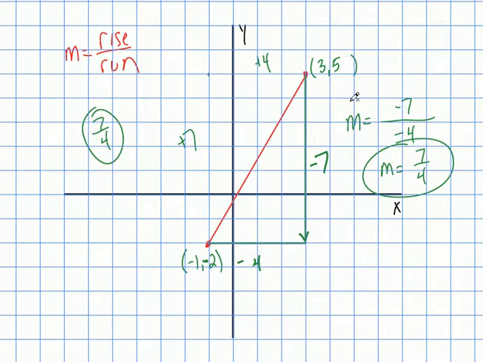All right. Sometimes they'll do this. Sometimes they won't give you a graph. They'll just give you the 2 points. They'll give you this point, and they'll give you this point right here, and they're going to ask you to find the slope between those 2 points.